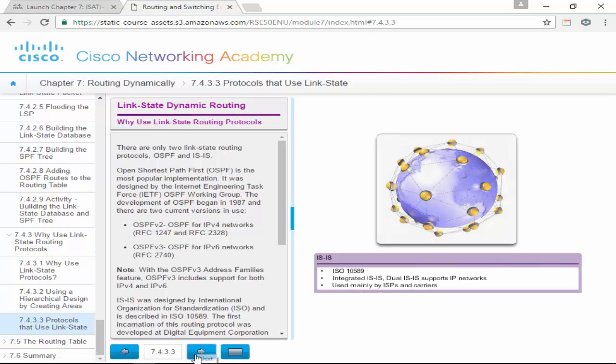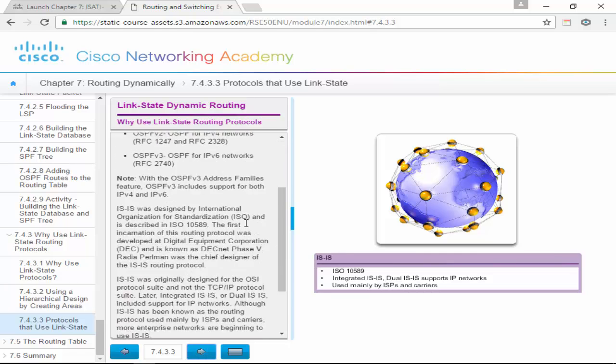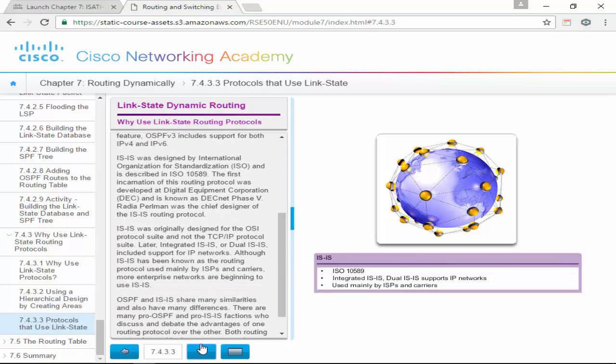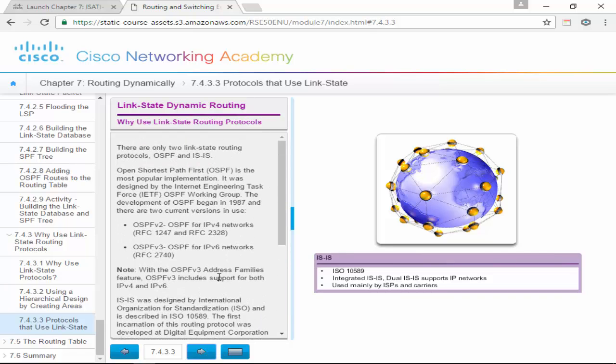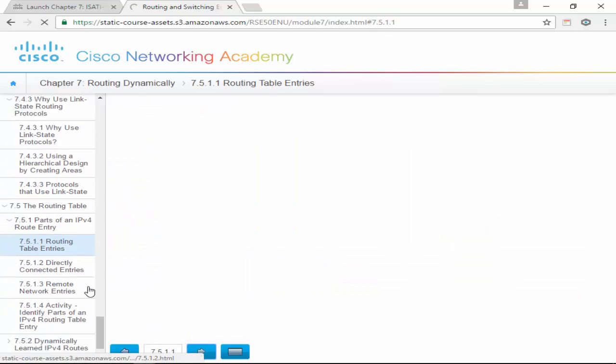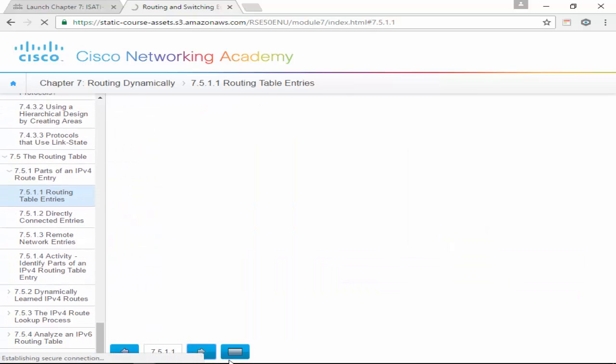Use link state protocols that use link state. Well, IS-IS, OSPF, and OSPF version 3. Okay. Routing tables.